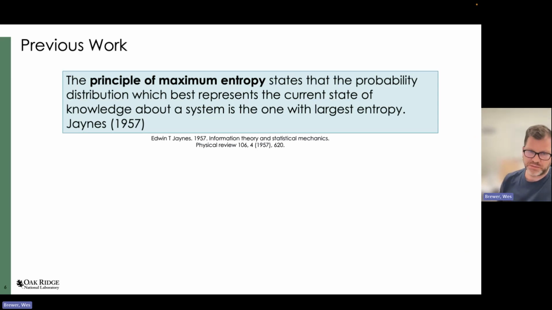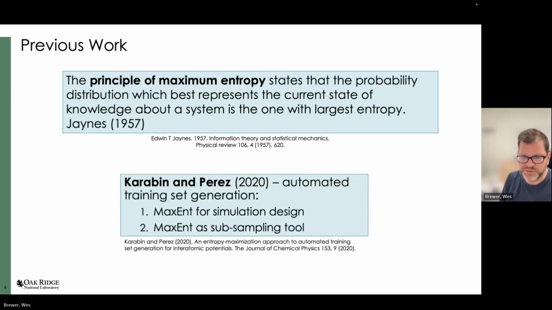So our work is based on the principle of maximum entropy, which states that the probability distribution which best represents the current state of knowledge about a system is the one with largest entropy. This goes back to Edwin Jaynes' seminal paper in 1957 on information theory and statistical mechanics. Most recently, Carabin and Perez, who I mentioned before, have used this approach towards automated training set generation. As far as I know, they were the first to use this method for developing automated training set generation.